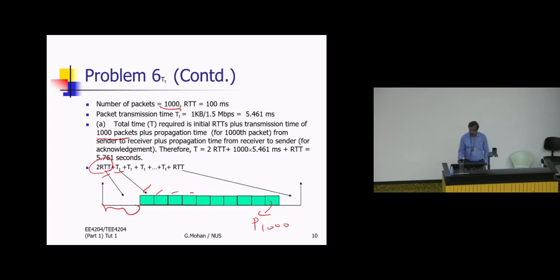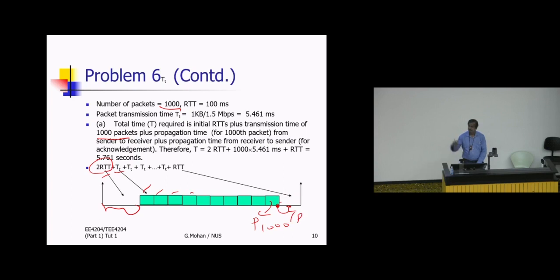And after the 1000th packet is sent, this is the time when the last bit of the last packet is sent. Just remember the terminology. When I say the last packet is sent, it's not that the packet is thrown like this. The last bit of the last packet is sent here, and that last bit should travel to reach the other side. That needs TP time units.